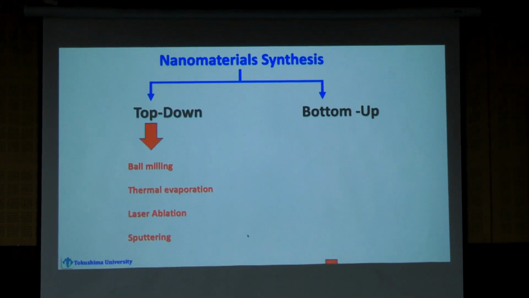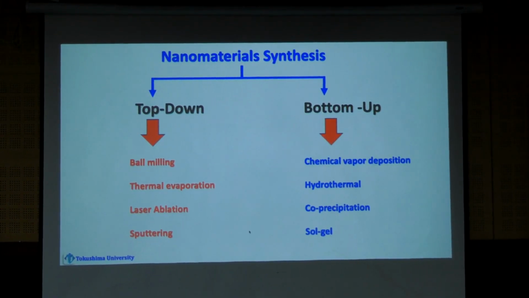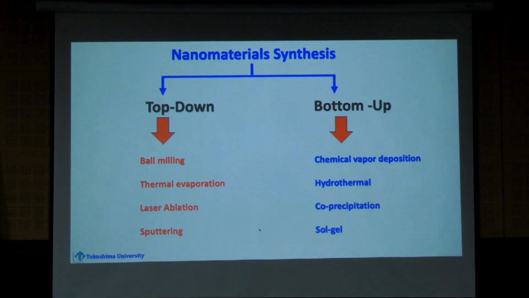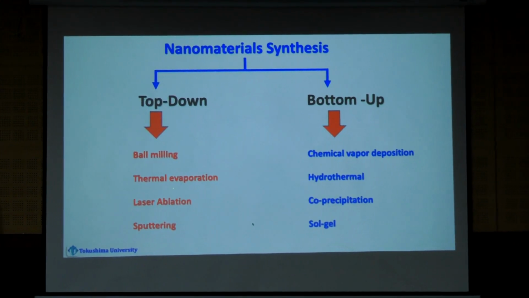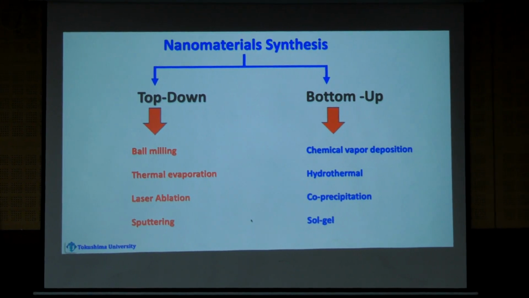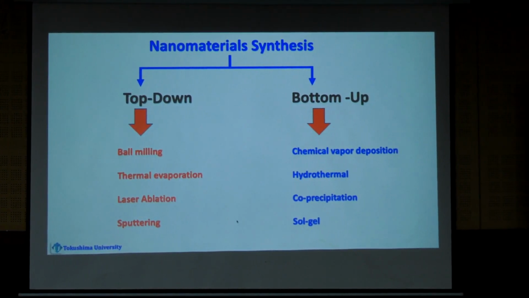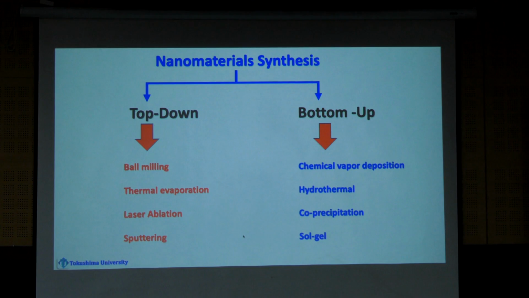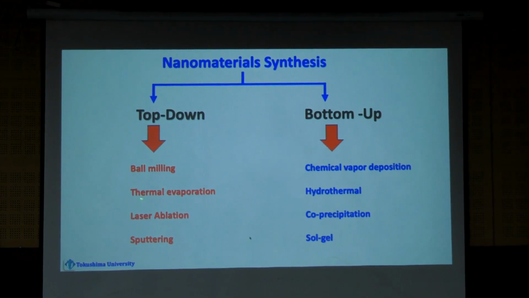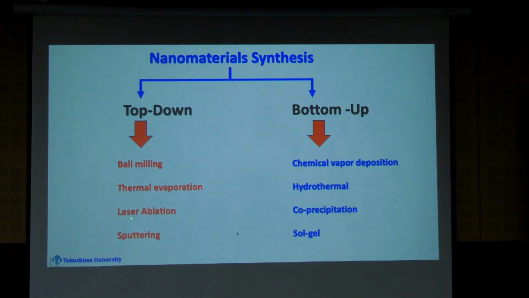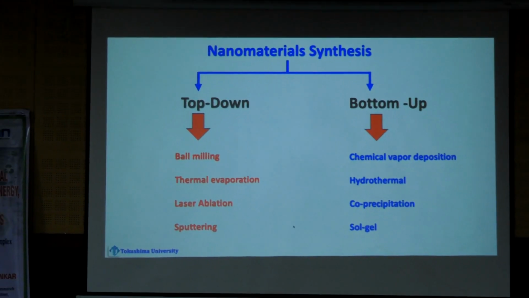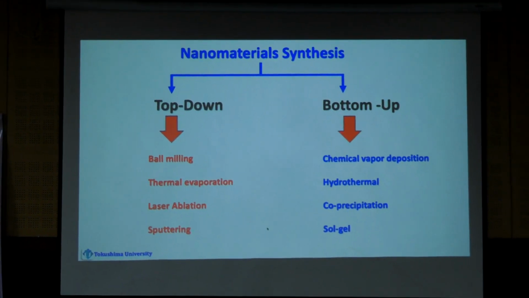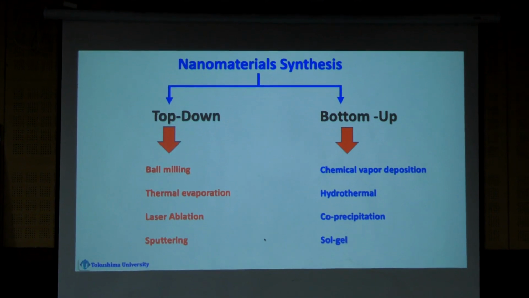So synthesis methods, what kind of methods that comes under the category of top down and bottom up? There are various, but today I will talk mostly about the 8 technique that can be used to create the nanostructures. In top down, ball milling is one of the popular methods. Second is thermal evaporation. Third is laser ablation. Fourth is sputtering. So these are mostly the physical methods and it is called as a top down method.